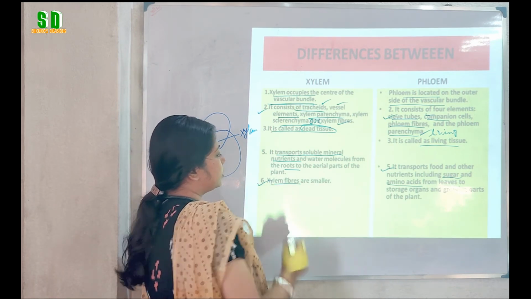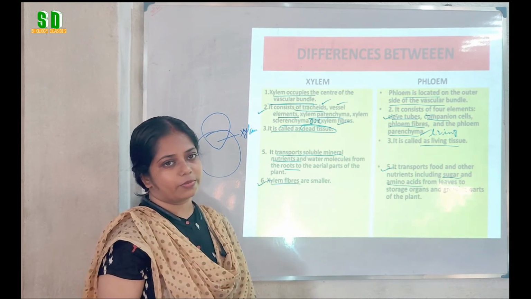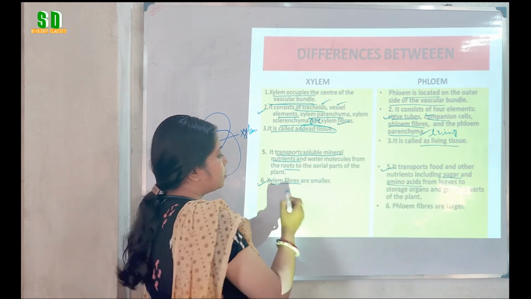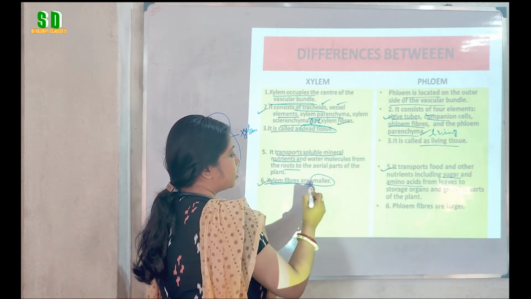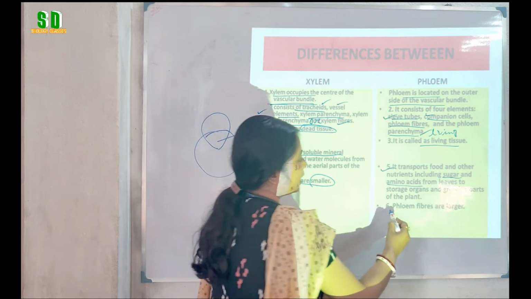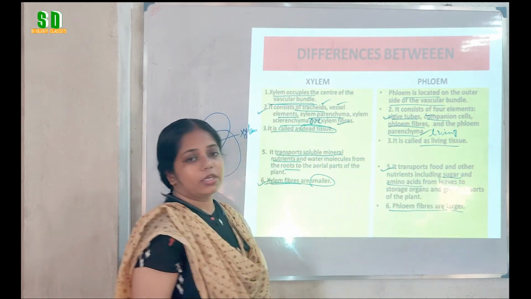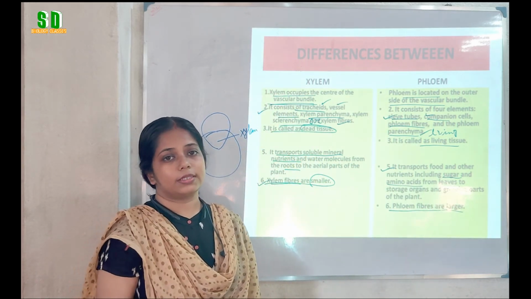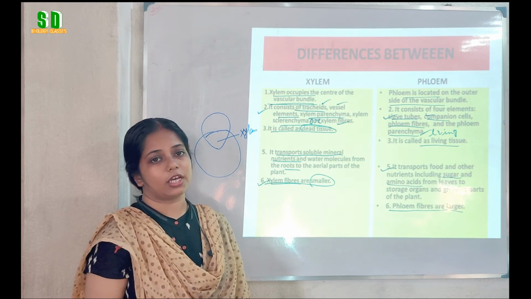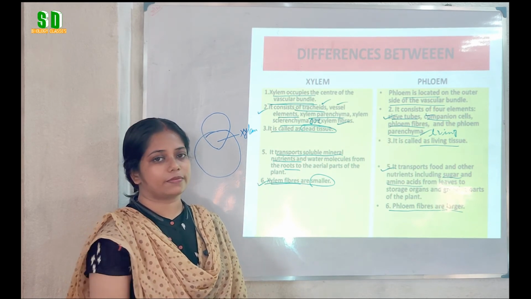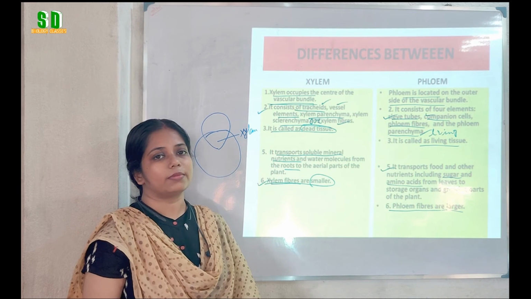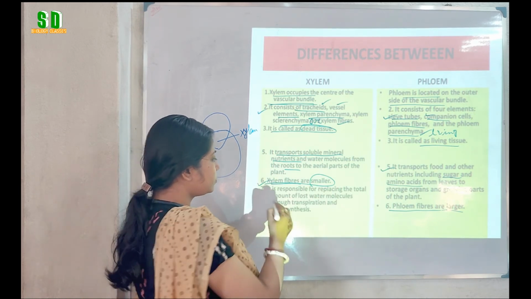Now if we consider the xylem fiber and the phloem fiber, we can see that the xylem fibers are comparatively smaller than the phloem fibers. Okay, the xylem fiber cells are comparatively smaller than the phloem fiber. This is another difference we get between xylem and the phloem tissue.